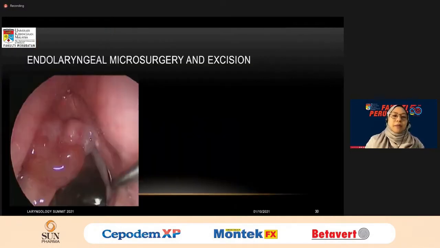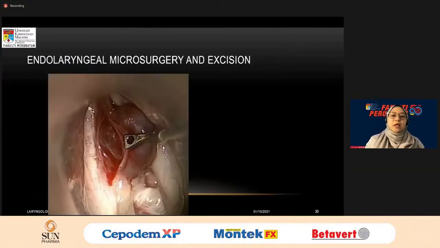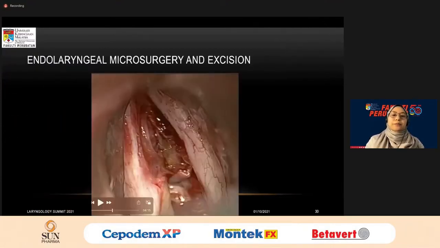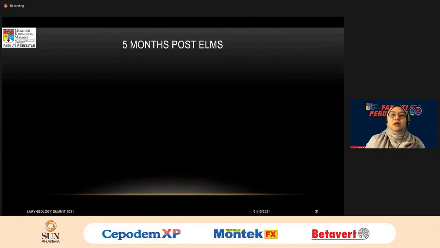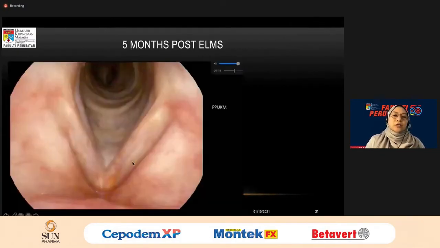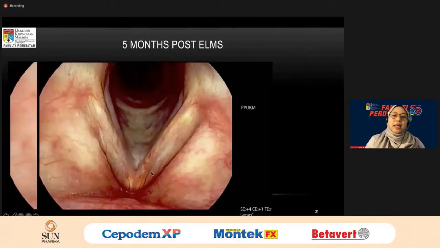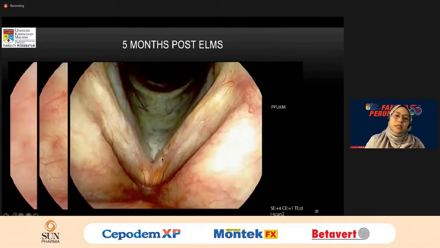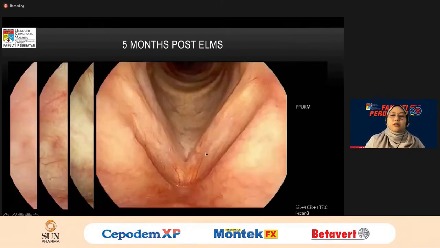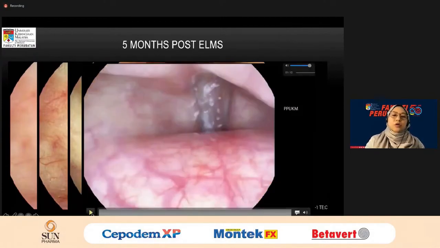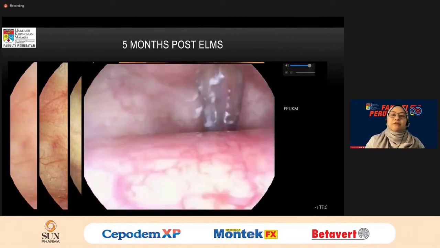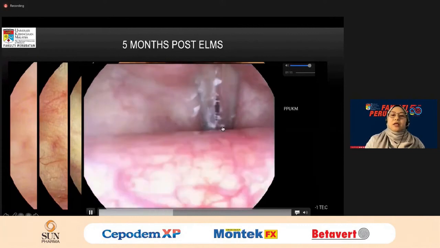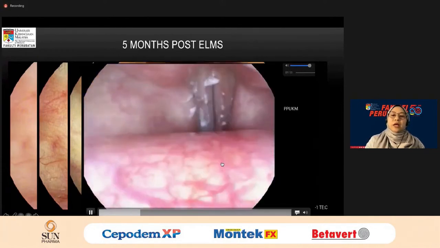This is the appearance of the mass under general anesthesia, and that is with dissection under microscope, and that is the end of surgery. And at 5 months post endolaryngeal microsurgery, there is no lesion seen on the left vocal fold, and this is on I-scan. We can see probably some scar over there. This is on I-scan 3, and when we turn on the stroboscopic light, we can appreciate that we have preserved the patient's mucosal wave, although there is some reduced amplitude on the left side.